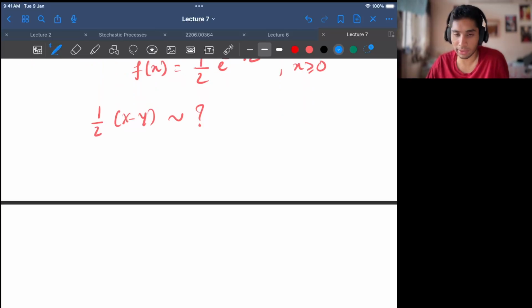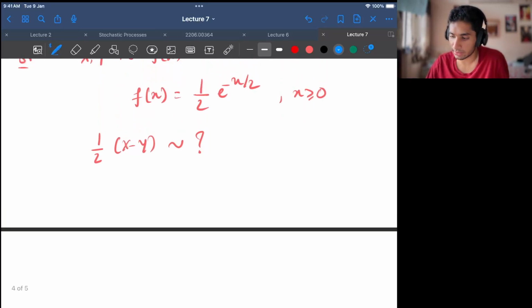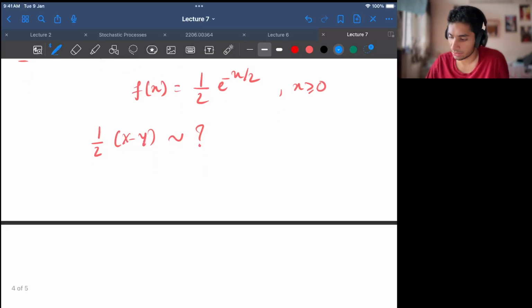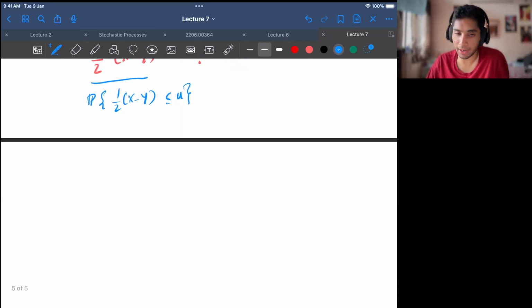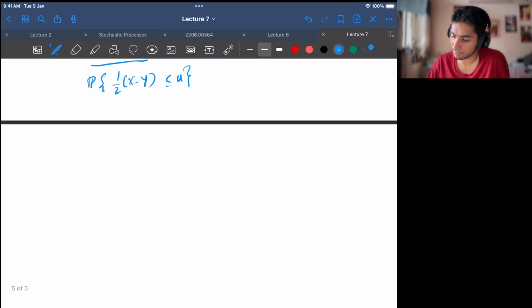It can be solved according to your usual method. You can go about the CDF method: calculate the probability of half of (x minus y) less than or equal to, let's say, some u, and just solve it. It's possible to do it that way. However, I will show you another method which is kind of handy and helps at times. Okay, so here is the solution.